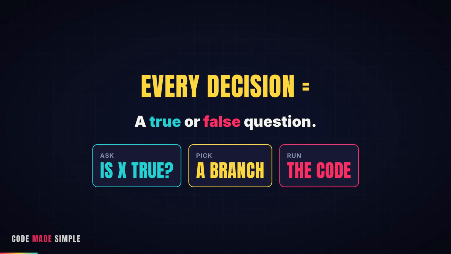Is the user logged in? Is the price over 50? Is this a gold member? Answer the question, pick a branch, run the code.